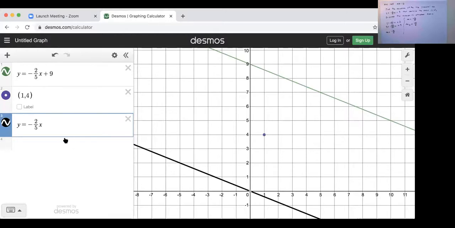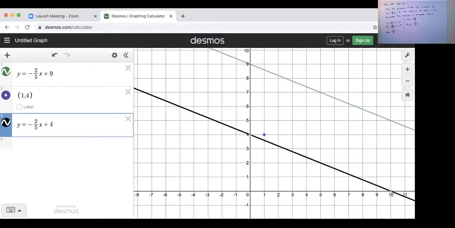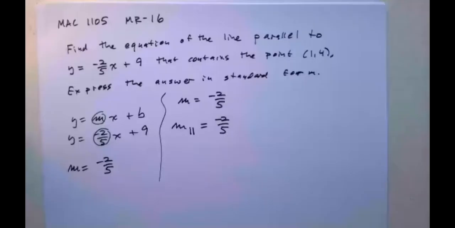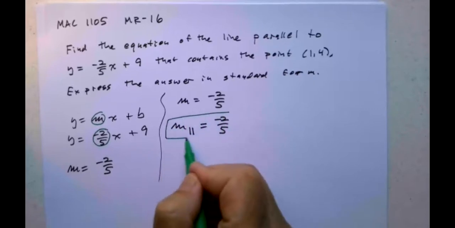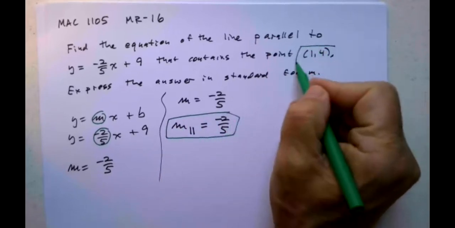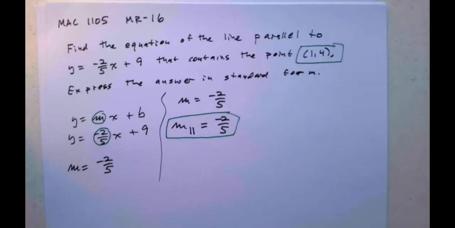So I need to add something to determine where that's going to be. What will that y-intercept be? Somewhere between 4 and 5, plus 4.5 maybe? No, not quite. But you can see that the y-intercept is somewhere there, so I need to do some analysis to find out what that is. So what do I know? The parallel slope is negative 2/5, and the point that I wanted to go through is (1, 4). So let's find the equation of the line.